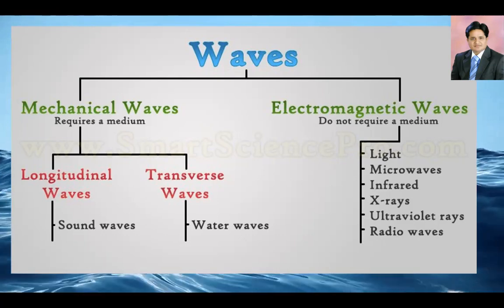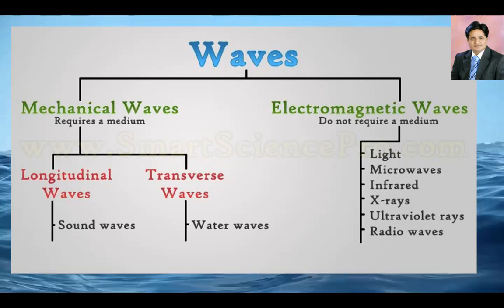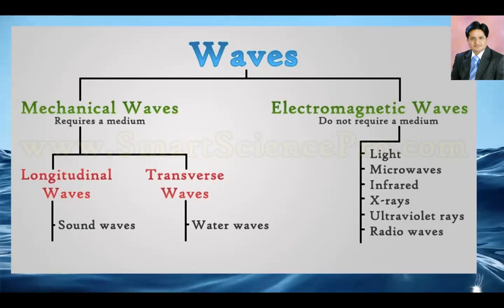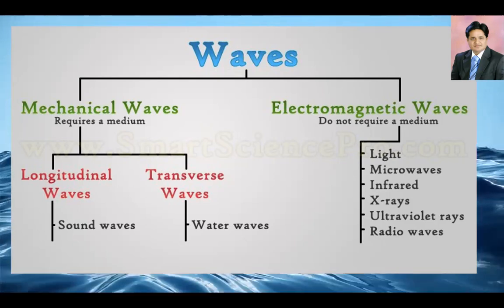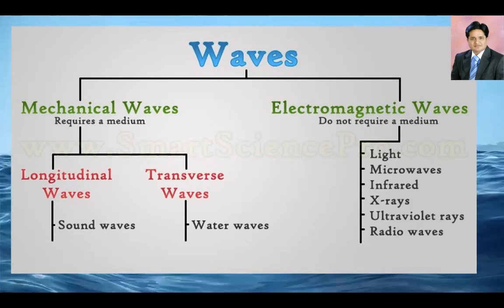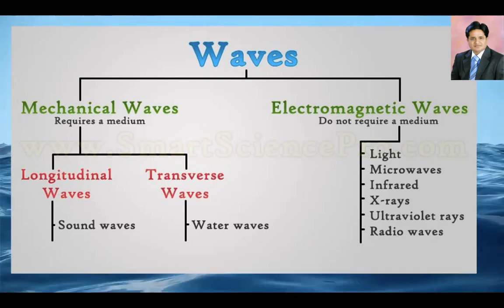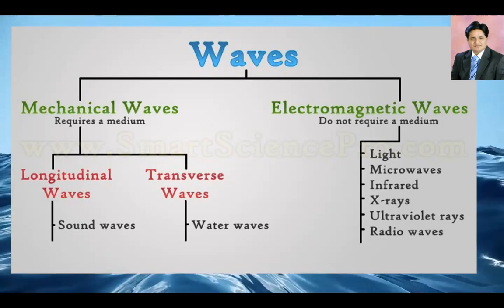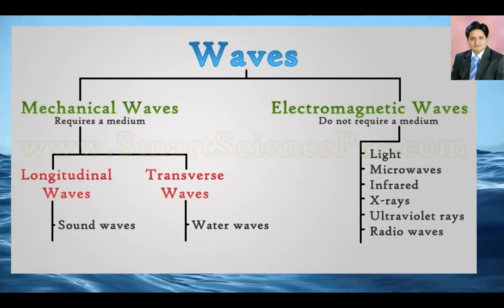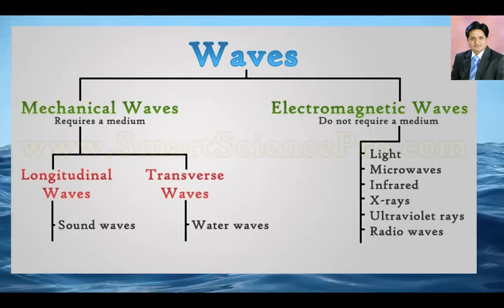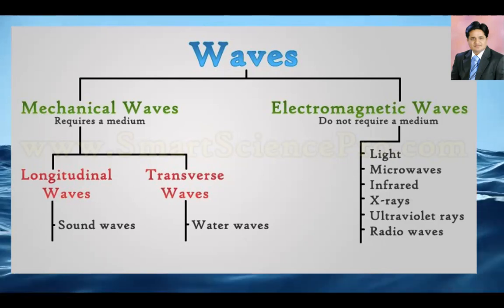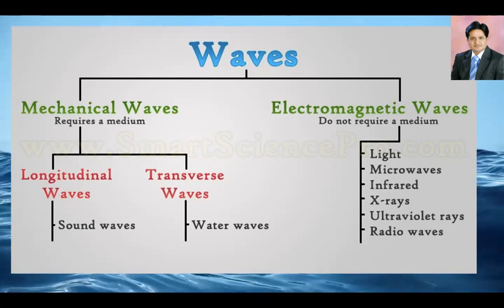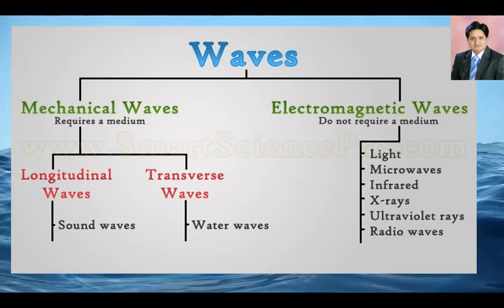Mechanical waves could be sound waves, because sound waves do require a medium to travel. When we are speaking, the other person is able to hear because the sound can travel through air. As far as electromagnetic waves are concerned, they do not require a medium to travel. Examples could be light waves, microwaves, infrared, X-rays, radio waves, and ultraviolet rays. These are electromagnetic waves because they do not require a medium to travel.